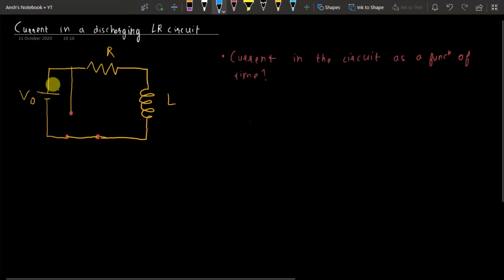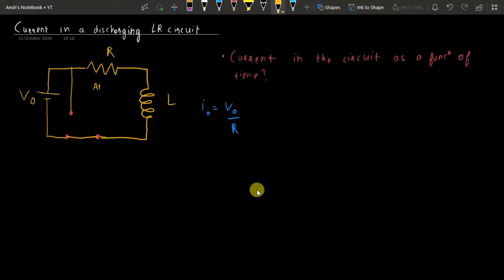Since the circuit has been in this state for a long time, we found out in the previous video that the current flowing in the circuit is simply equal to V naught by R, as after a long time the inductor just behaves like a straight wire and the only current that flows is due to the resistance R. From Ohm's law, I naught is equal to V naught by R.